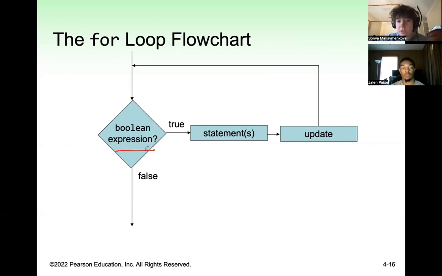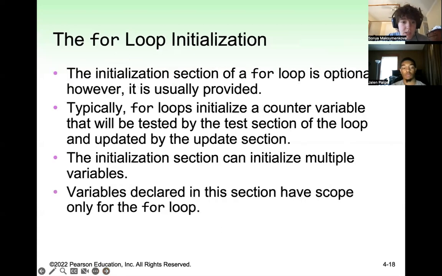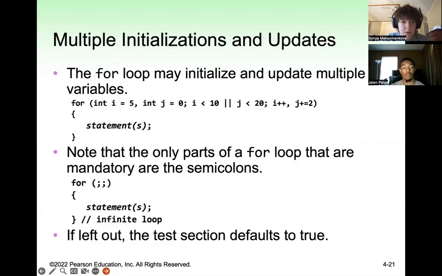So we have some sort of expression. If it's true, we're going to perform some sort of code. Some sort of code will be executed. And then we're going to update our variable. And let's see if there is an example. All right, here's an example.